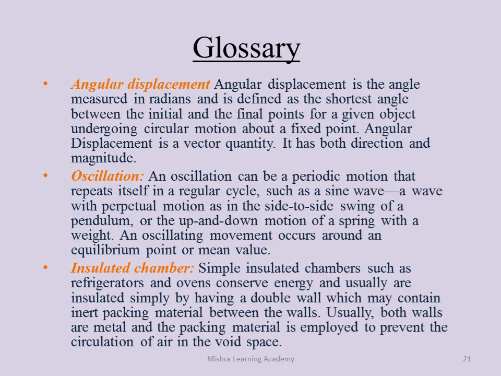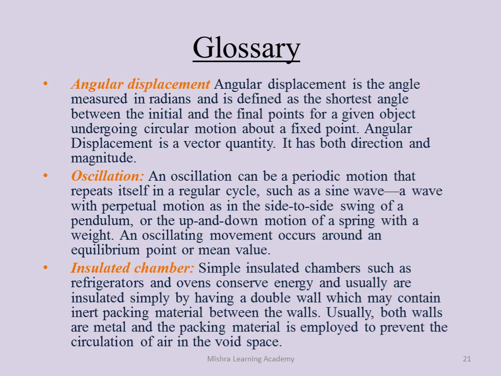What is oscillation? An oscillation is a periodic motion that repeats itself in a regular cycle, such as a sine wave, with a perpetual motion as in the side to side swing of a pendulum, or the up and down motion of a spring with a weight. An oscillating movement occurs around an equilibrium point or a mean value.